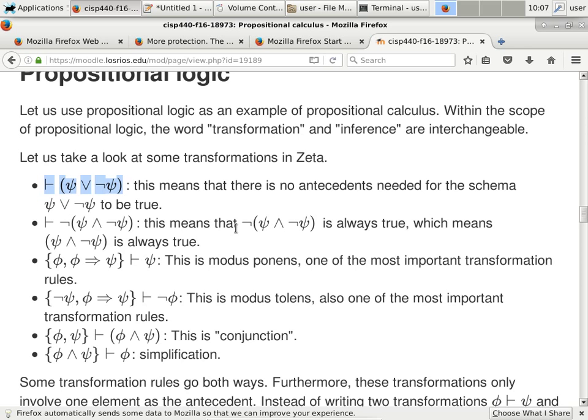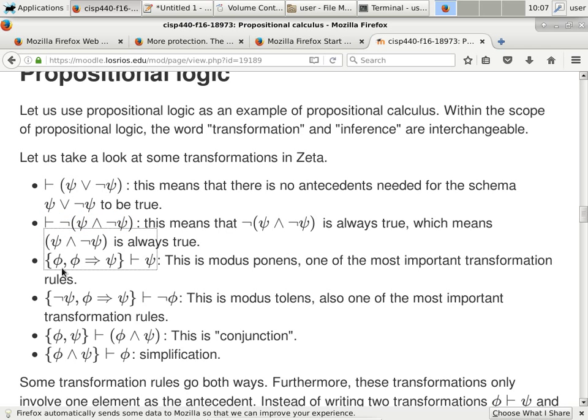And then the next one is kind of the inverted form of this one. Starting with absolutely nothing, you can say the negation of psi and not psi is true. Well, once again, it's not particularly helpful because it holds true for any well-formed formula psi.